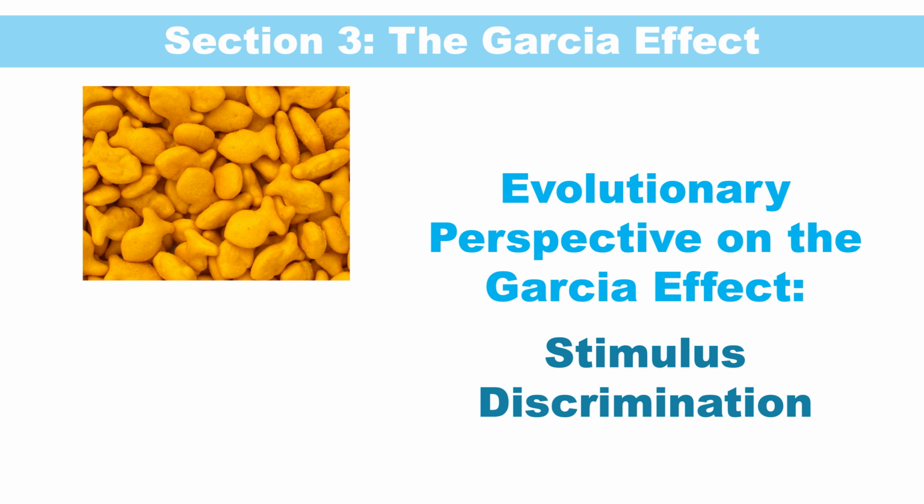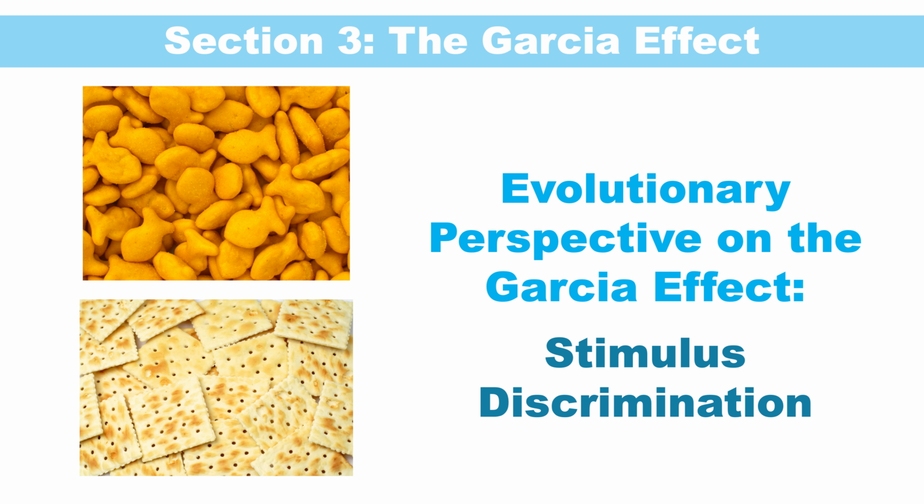So why is the Garcia effect so powerful? Evolution provides the answer. For our ancestors, eating something toxic could mean the difference between life and death. Learning to avoid potentially harmful foods after just one bad experience was a crucial survival mechanism. Interestingly, our student's aversion was specific to goldfish crackers, not all crackers. This is an example of stimulus discrimination.